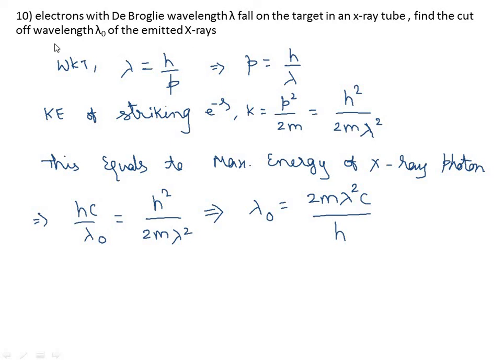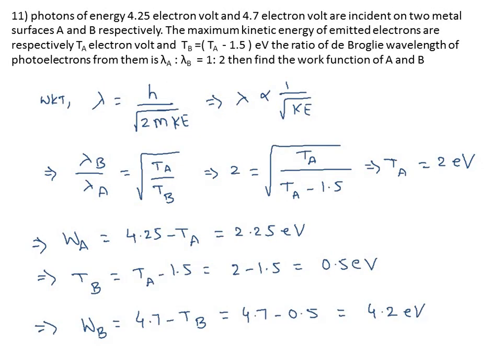Find the cutoff wavelength. Cutoff wavelength means the minimum wavelength emitted. So hc by lambda naught, h nu naught actually I should represent. Nu naught is nothing but c by lambda naught, the cutoff frequency, the threshold. So hc by lambda naught equals h square by 2m lambda square. Upon simplification, I can get lambda naught equals 2m lambda square c by h. Are we clear with this? Right. Now let's look at the next one.